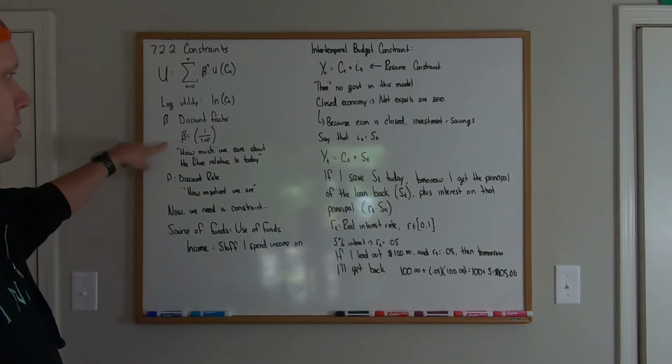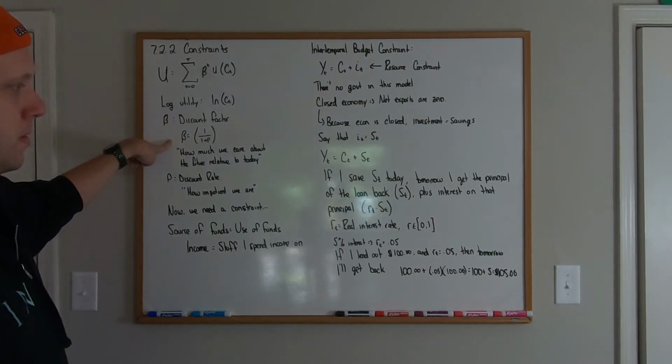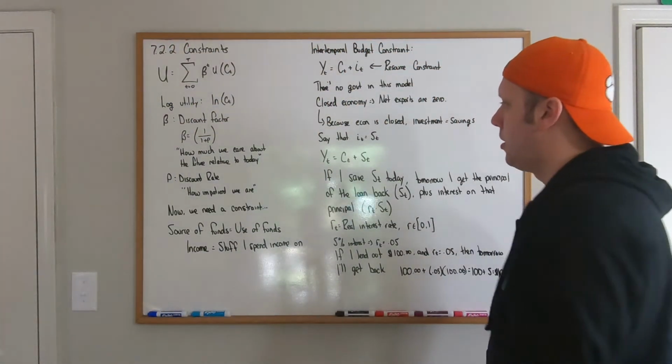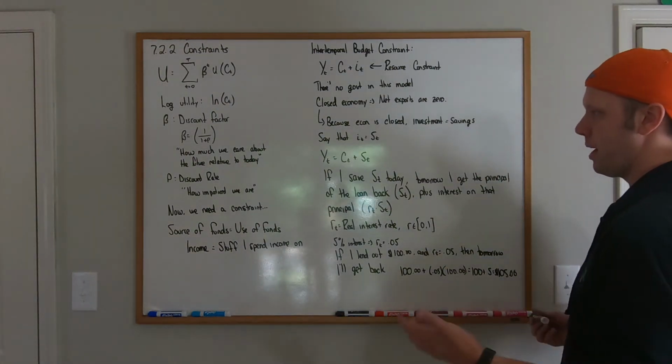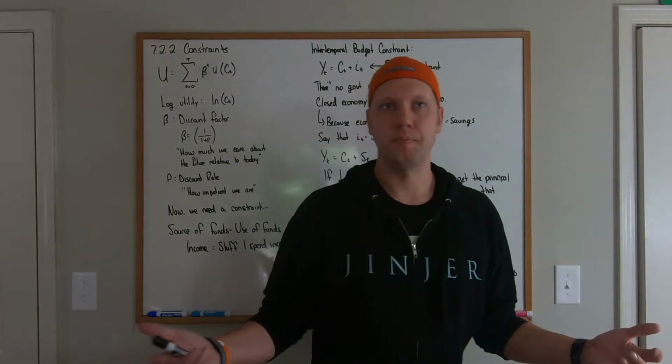All right, so this is the stuff that's going on in my head. This is how much I care about the future. And we're going to see there's a balancing act between this discount rate, the measure of how impatient I am, and the market interest rate, right?